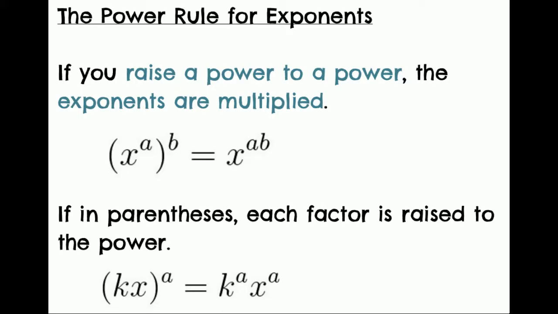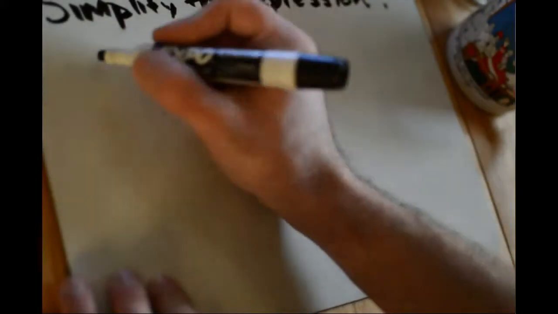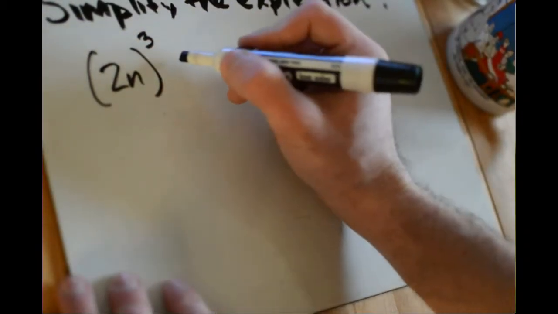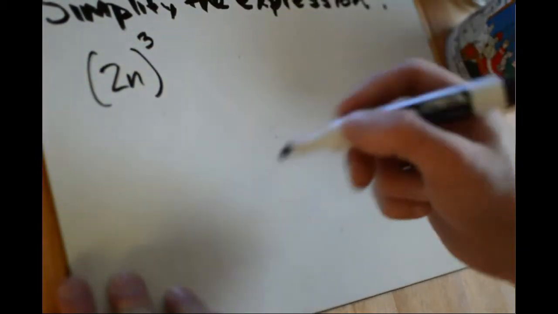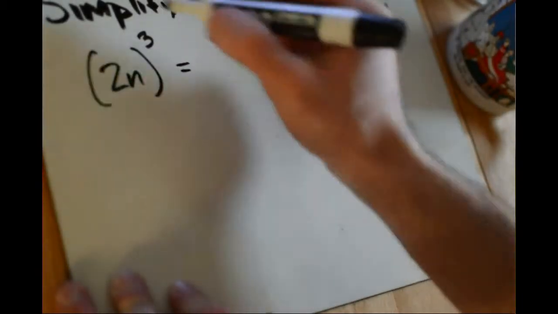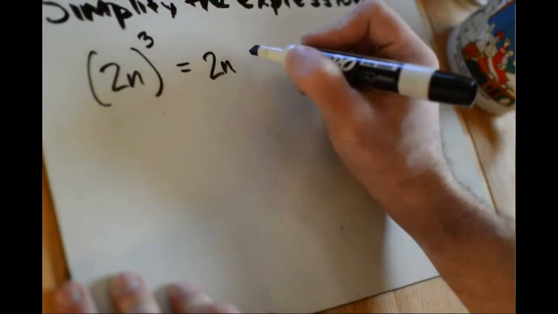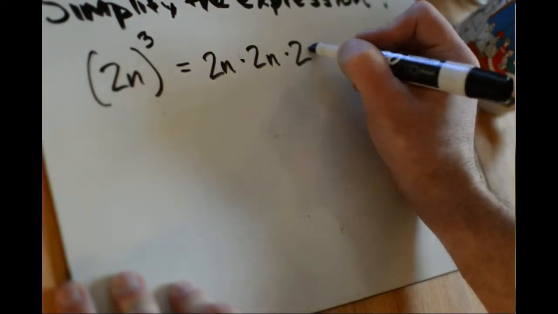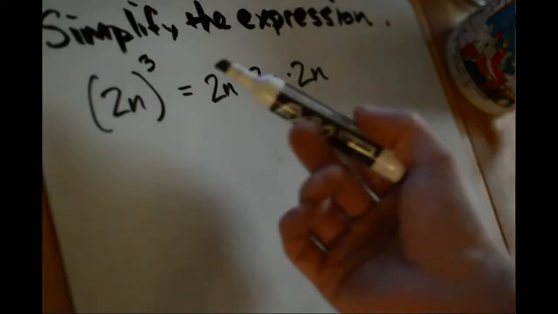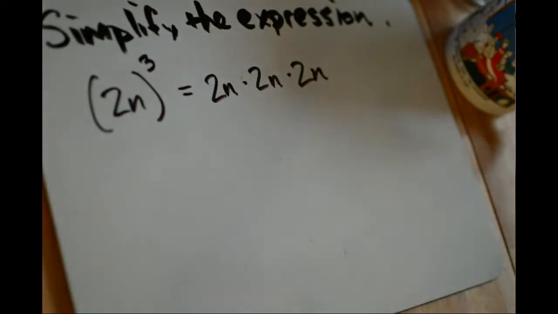I want to take a look at one more type of problem here that's going to involve multiple factors being raised to the same power. So let's say we had something like 2n raised to the third, and we wanted to simplify that and actually work out that power. Well, what that means is that's our base, 2n, so we have 2n multiplied 3 times: 2n times 2n times 2n. We're just expanding it out based on that power of 3.